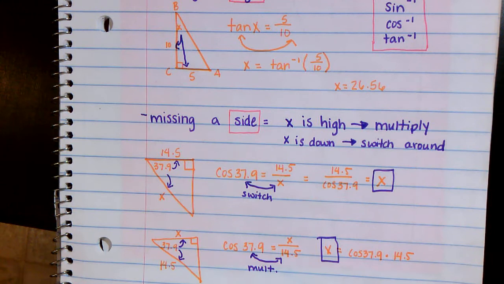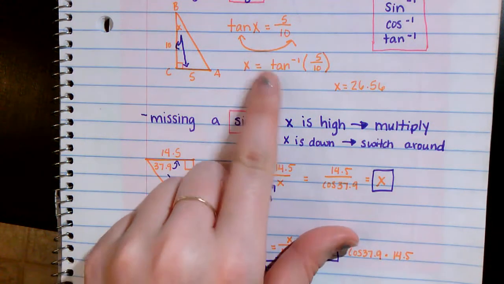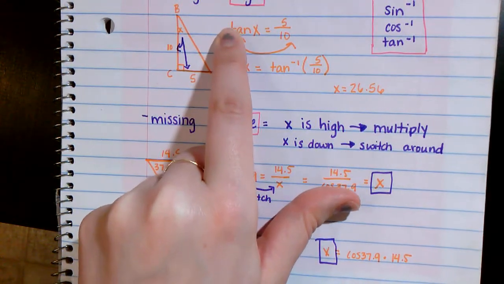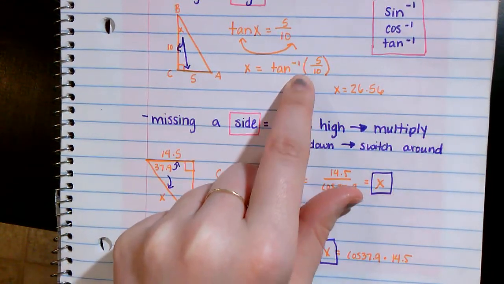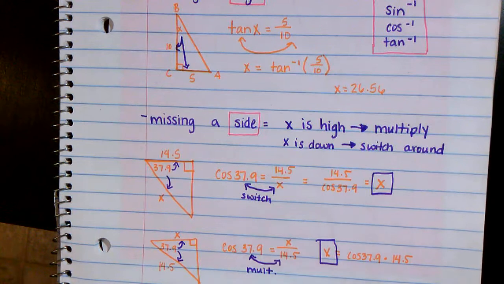Once you've set everything up, look and see where is my x located. If I'm missing my angle, I need to move that function over and use an inverse function. If I'm missing a side, I need to look and see where is that x located. If x is high, just multiply the 2 things you have. If x is down, just switch it around and do a division problem.